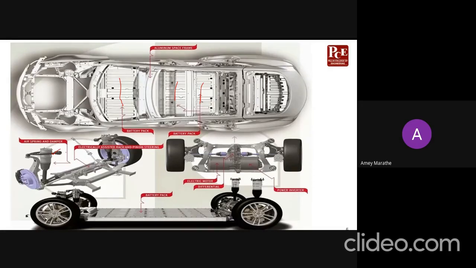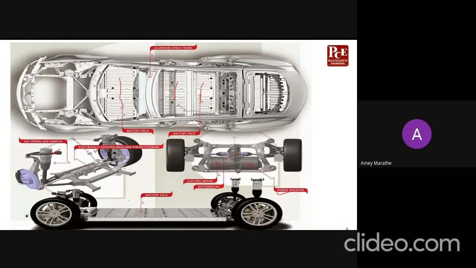Maybe we can have different technologies. We have electrically assisted rack and pinion steering. Then look at this electric motor. We have this power inverter. So we are talking about the power inverter, we are talking about the differential. And you see the entire space is just reserved for the battery. So just imagine how huge the battery pack is.